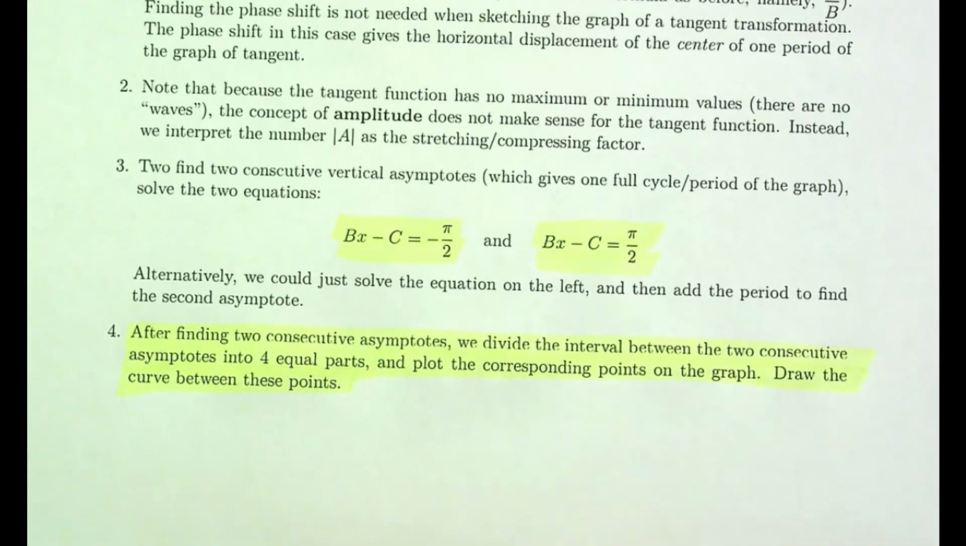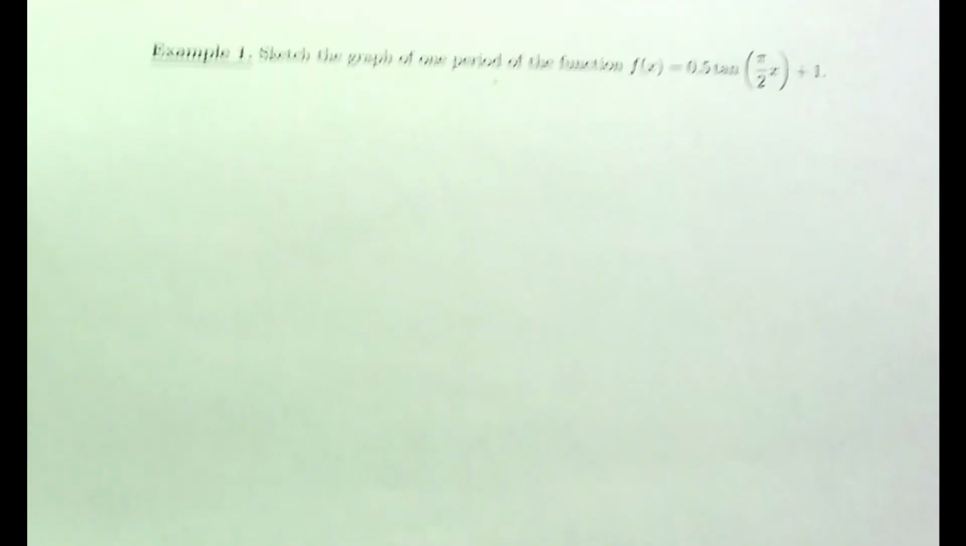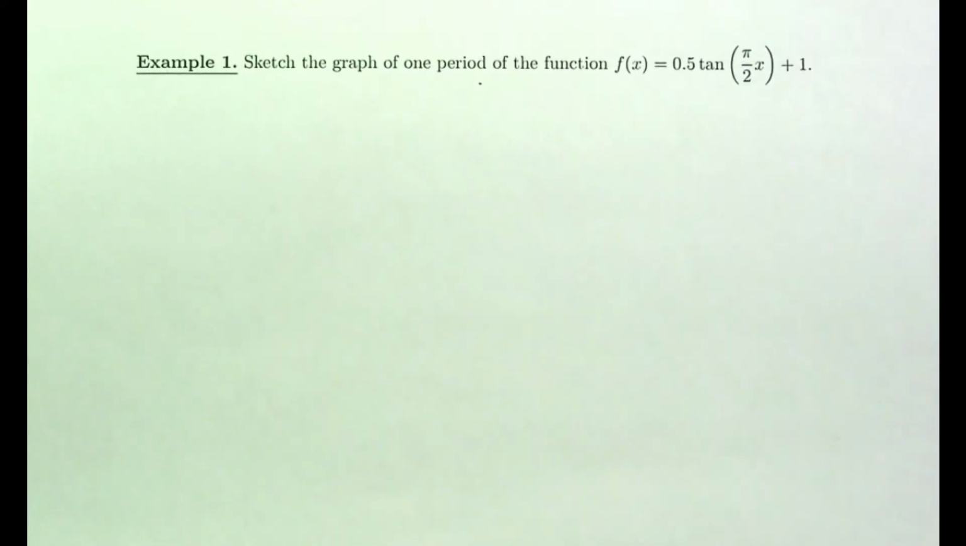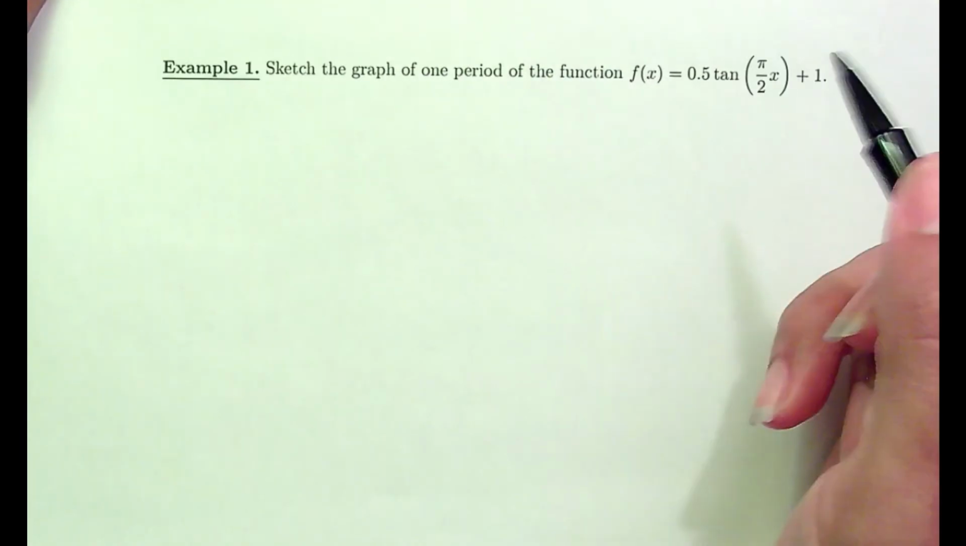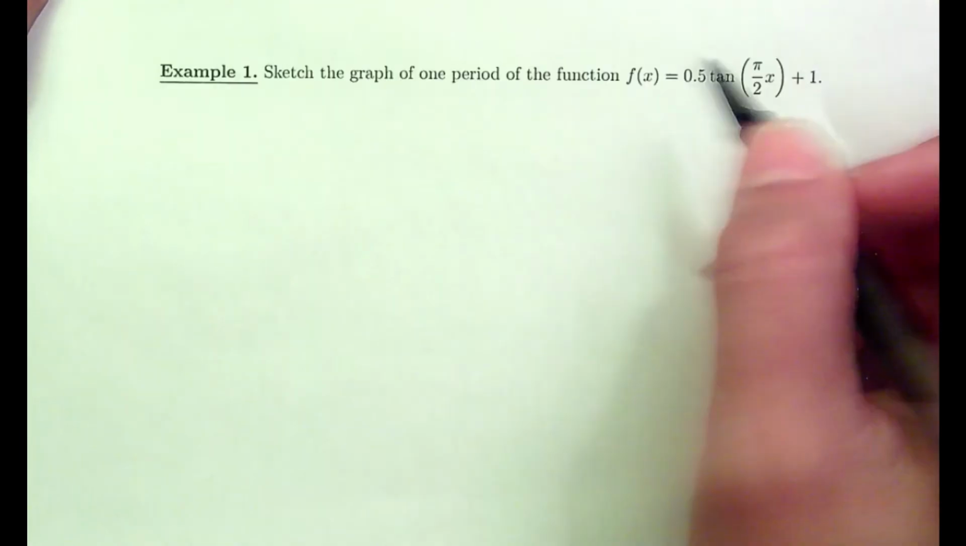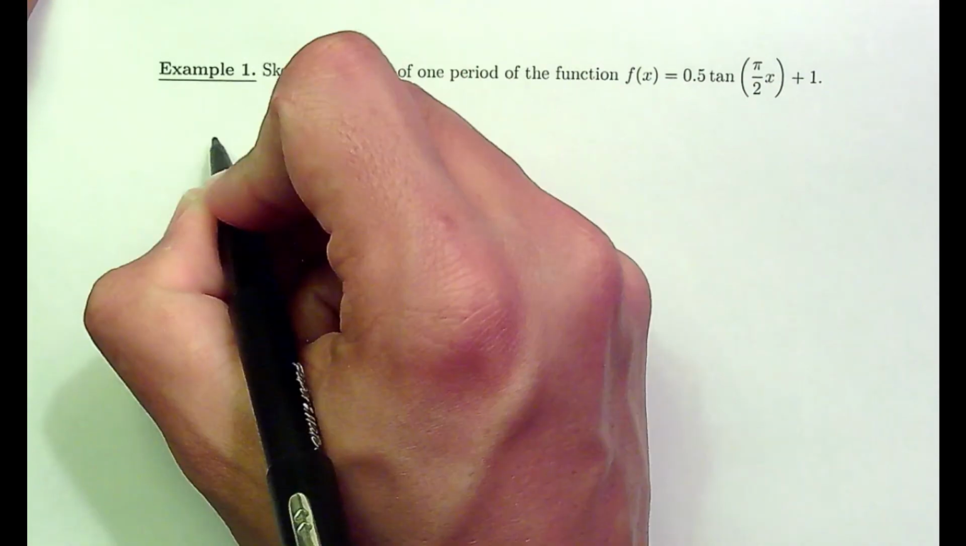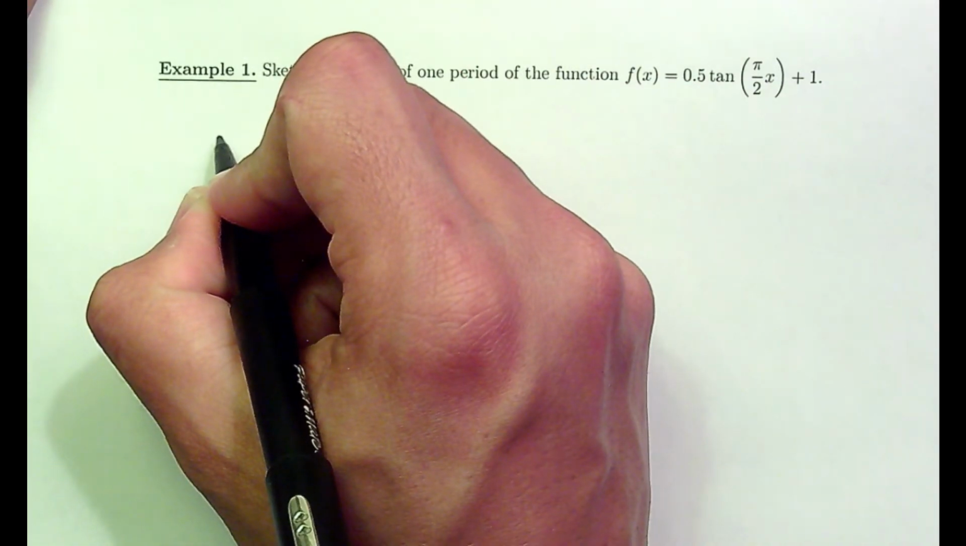All right, now we are ready. So let's draw the first example. Sketch the graph of one period of the function f of x equals 0.5 tangent of pi over 2 x plus 1. Okay, let's find the basic properties of this function.